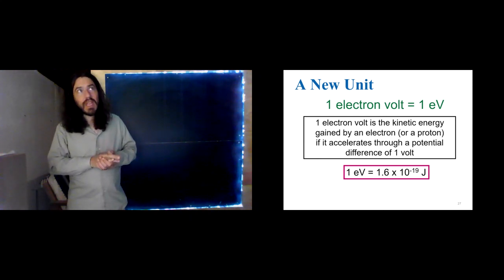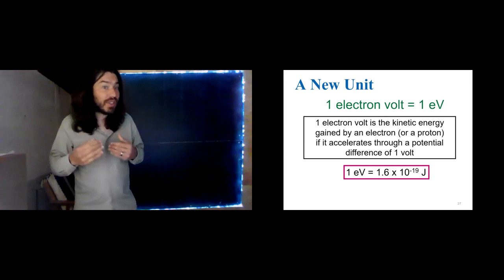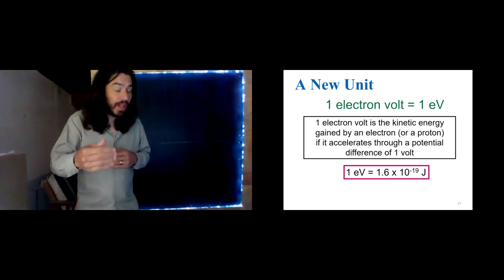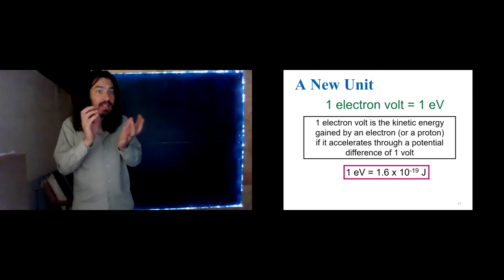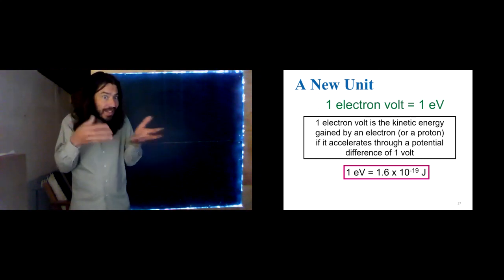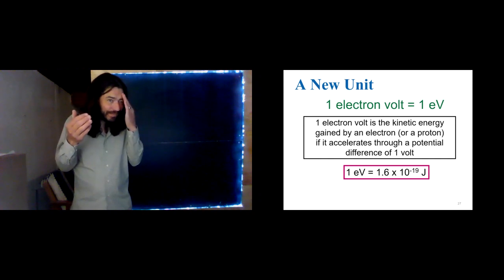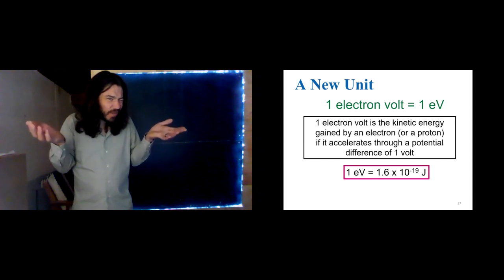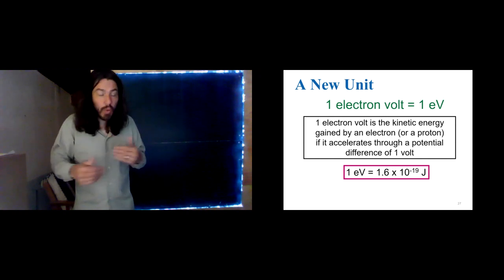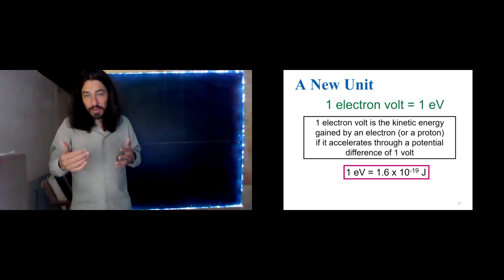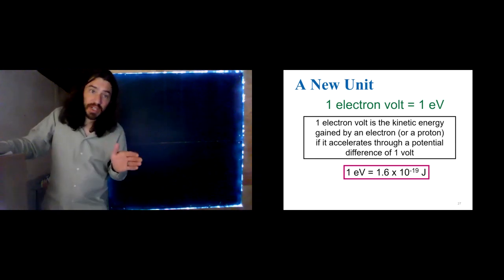It's also the potential energy of a proton sitting at 1 volt. So the potential energy that a proton has sitting at 1 volt is 1 electron volt. An electron would have negative 1 electron volt of energy if it was at a location where the potential was 1 volt. So it's a little bit strange, but it is a very useful unit.